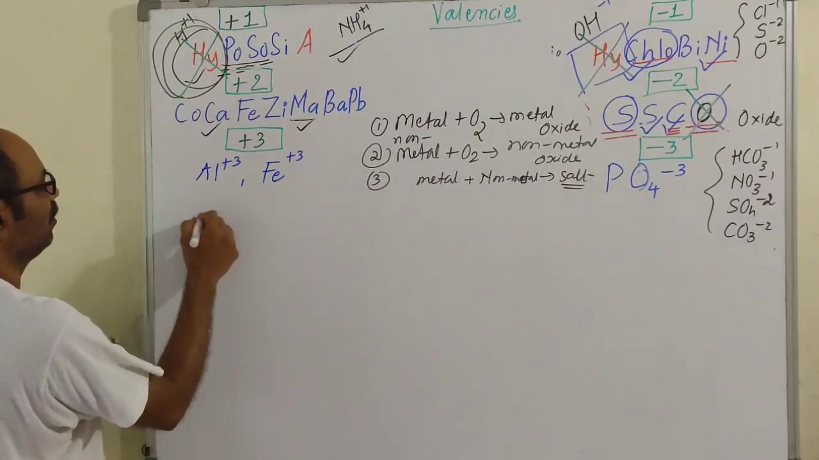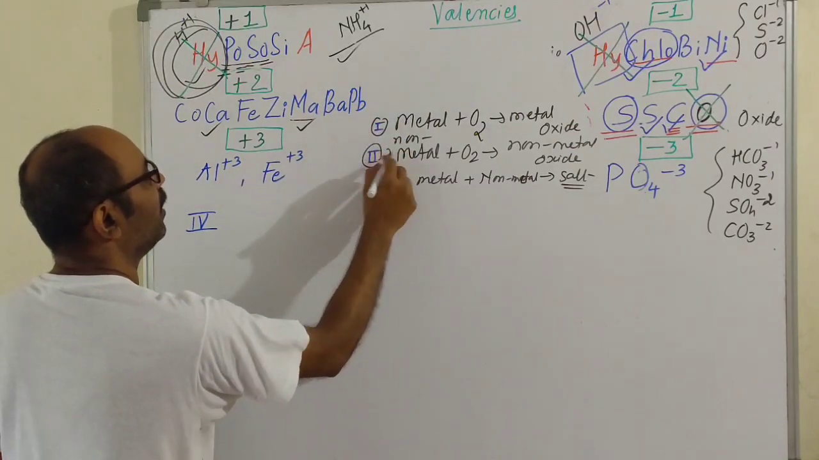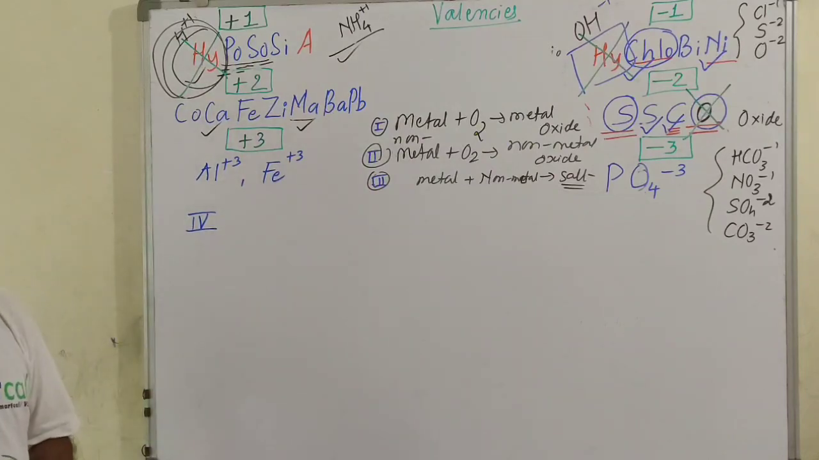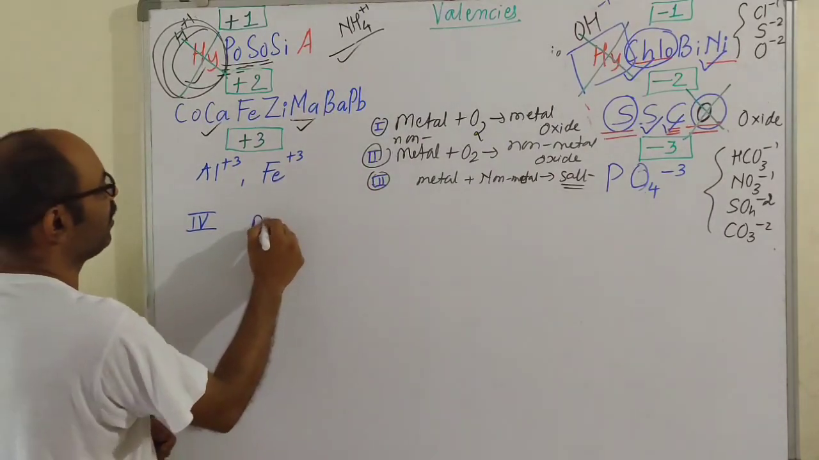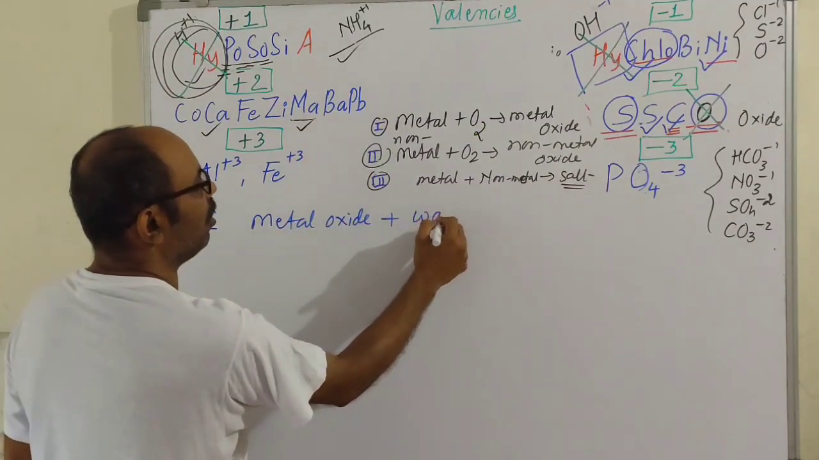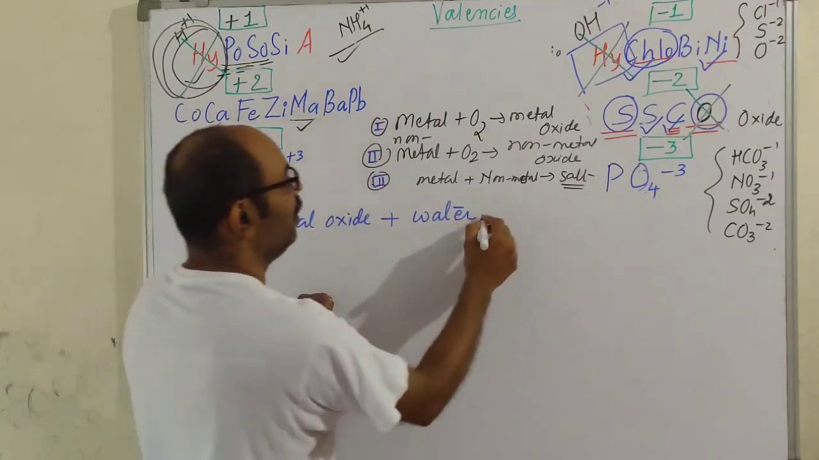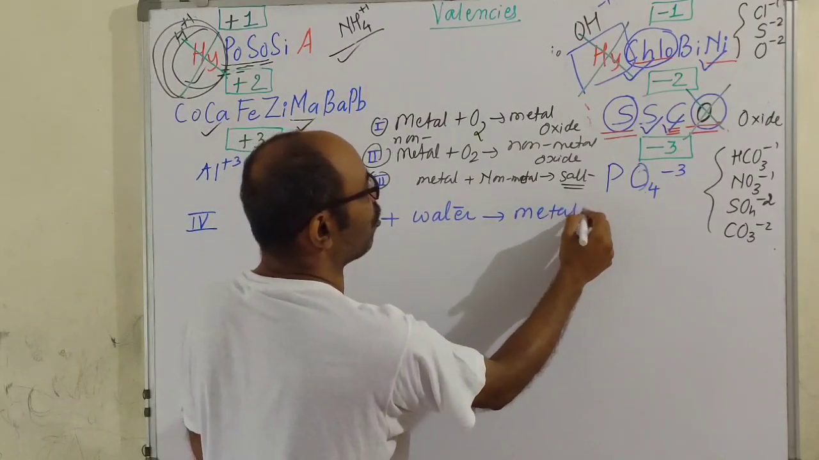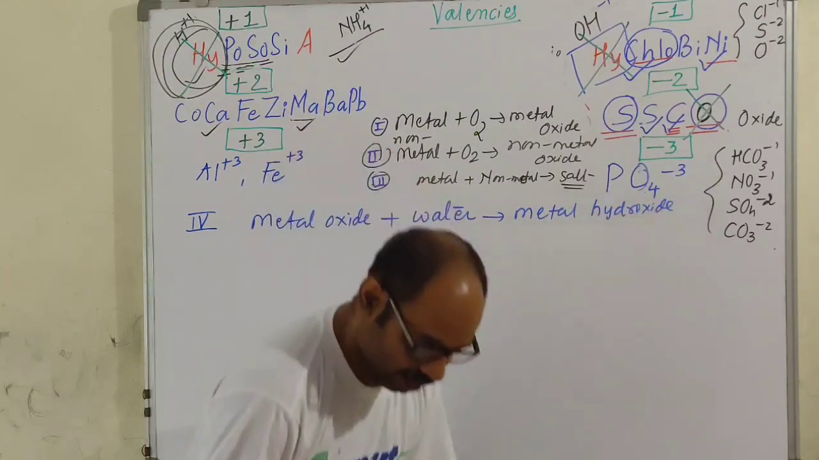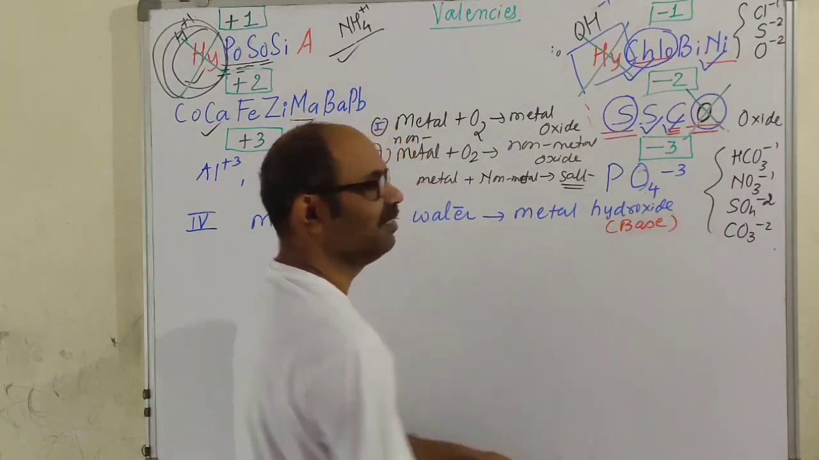Now fourth, I'm writing like this because I had written first, second, third in that video. So now fourth: metal oxide, when dissolved in water, when it reacts with water, it gives you metal hydroxide. And what are metal hydroxides called? Bases. So it gives you base.